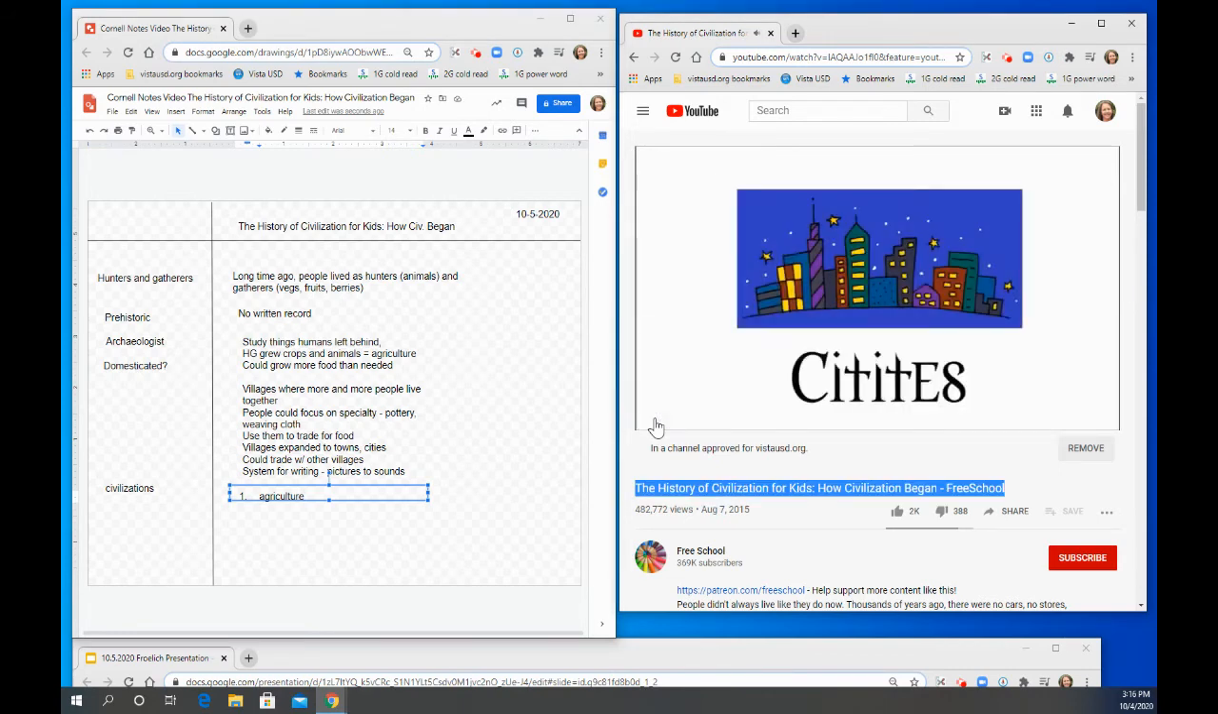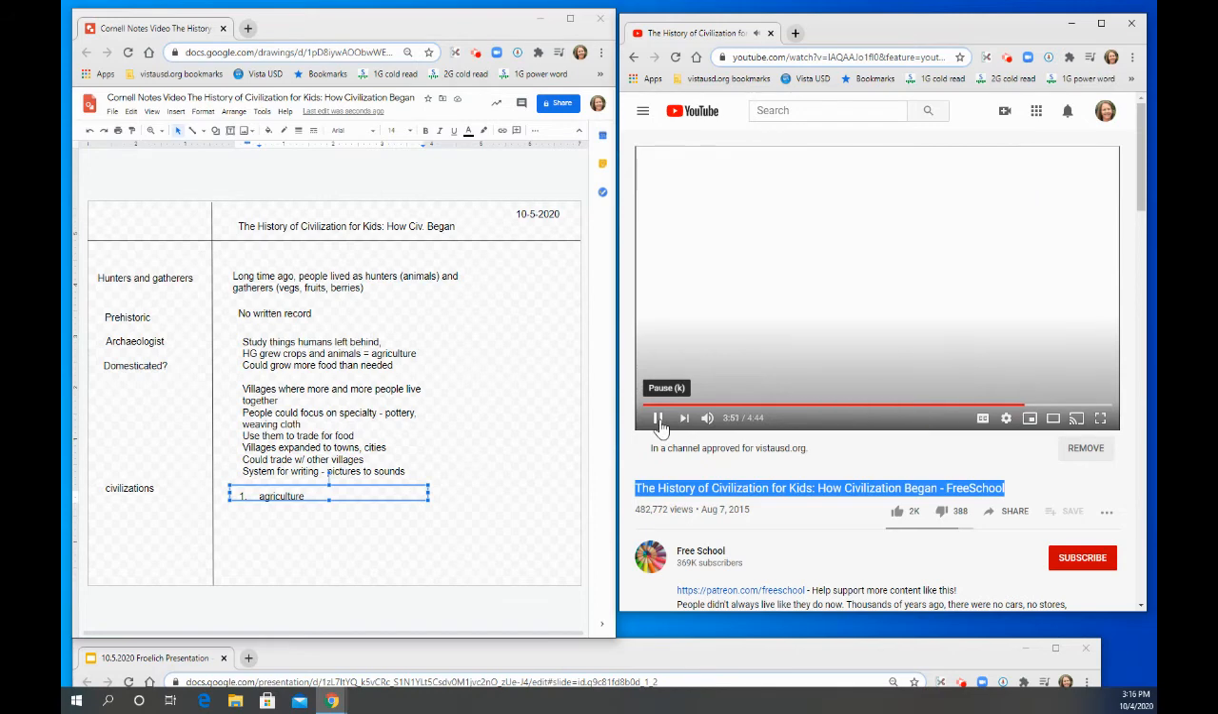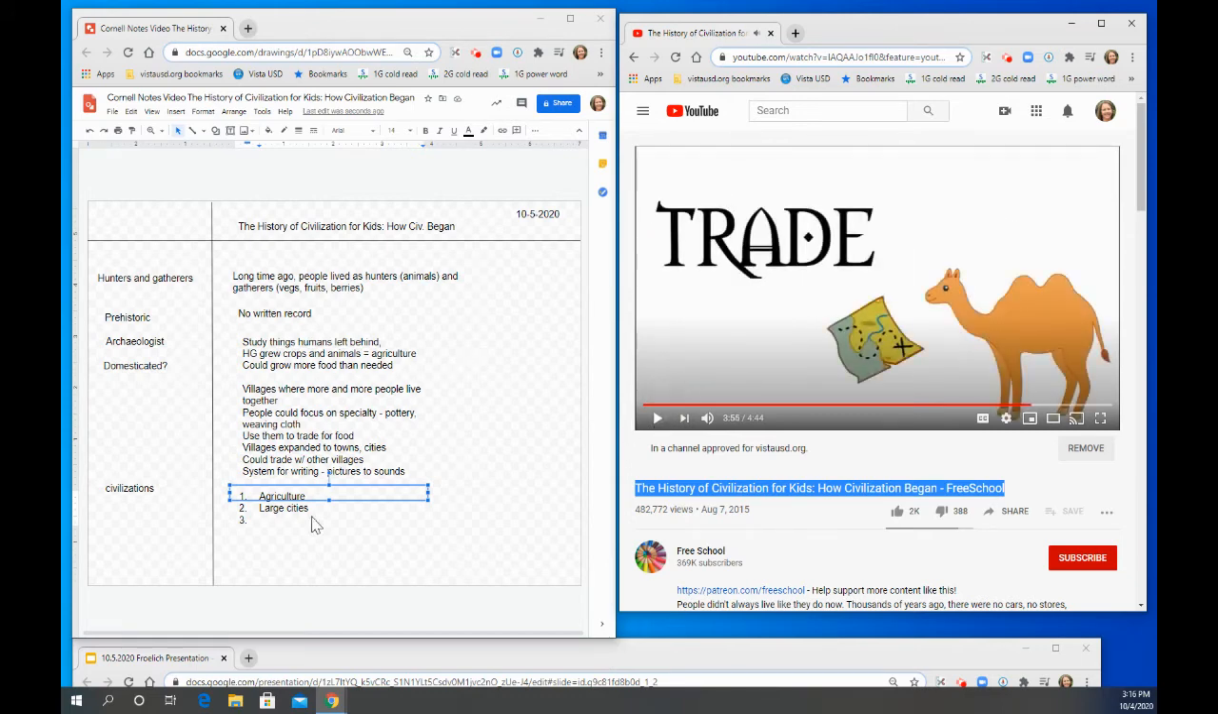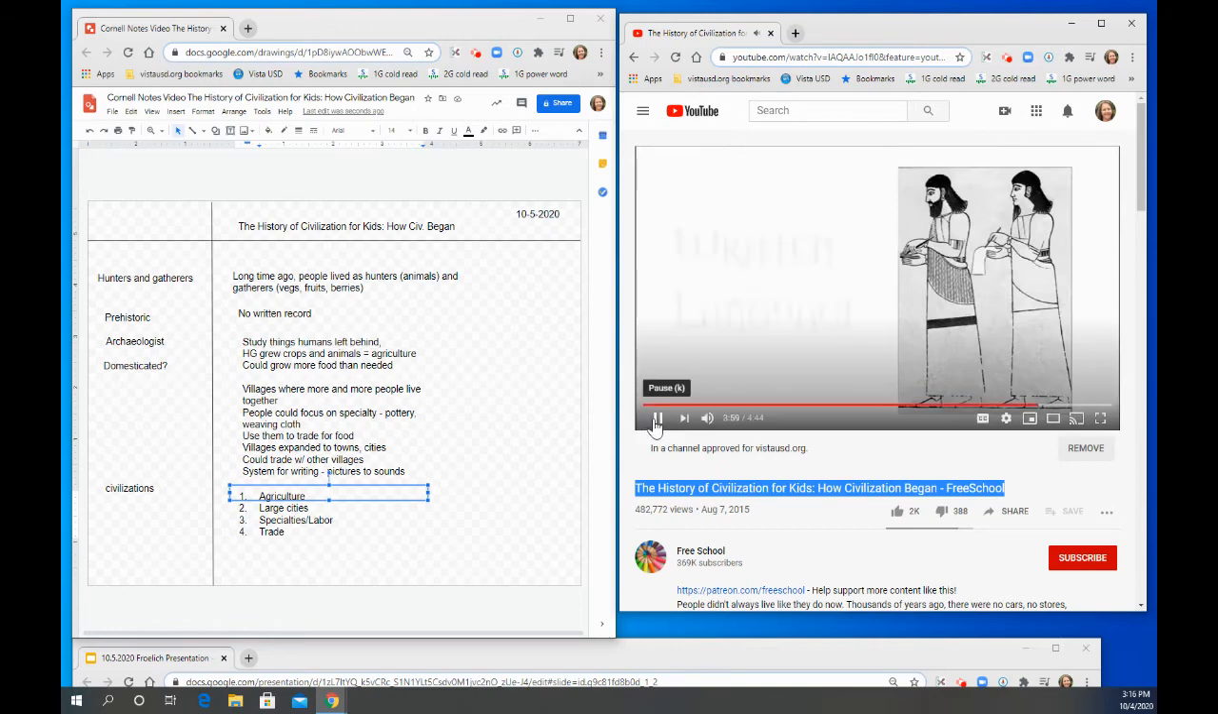They have large cities filled with lots of people. Okay, large cities. Number 2. They have specialized labor and well-developed trade. So specialized labor, that was what we called specialties. Specialties, labor. And then it said they have elaborate trade. In almost all cases, they have a written language.